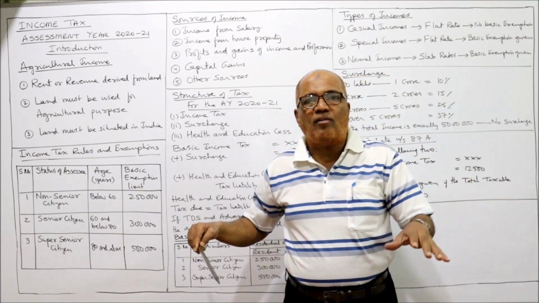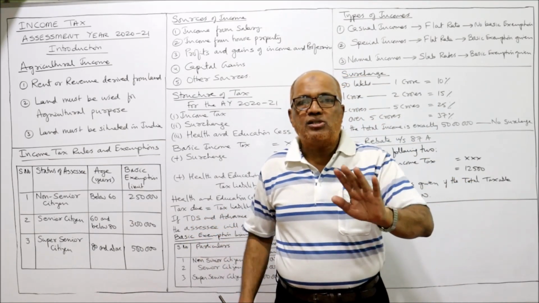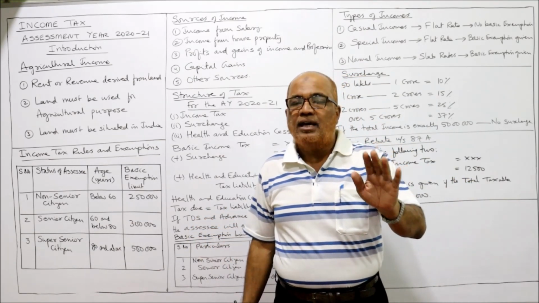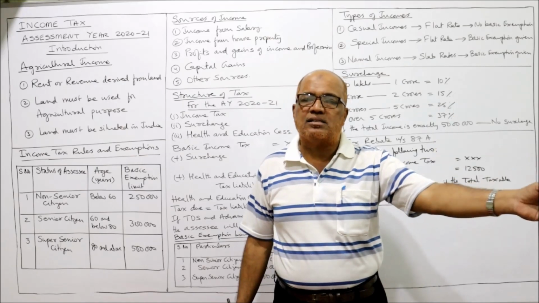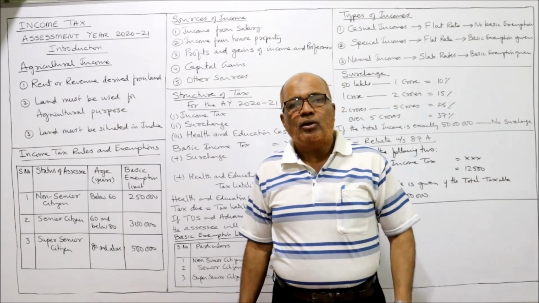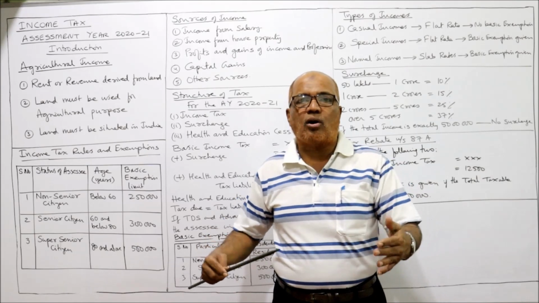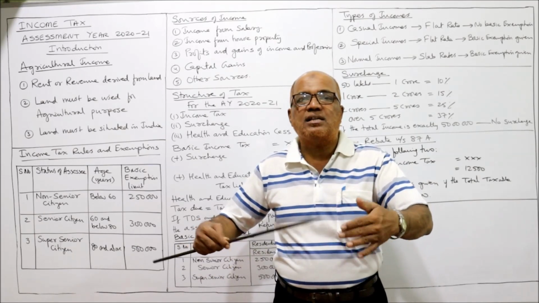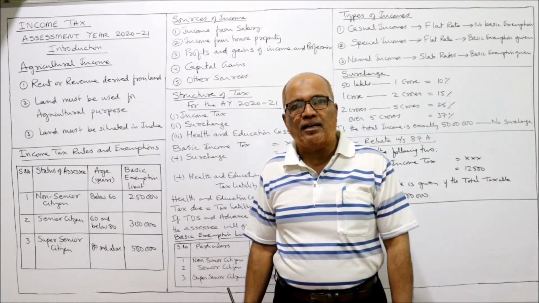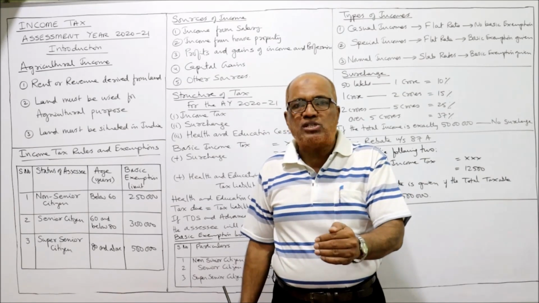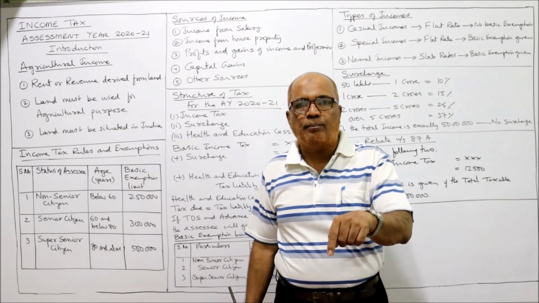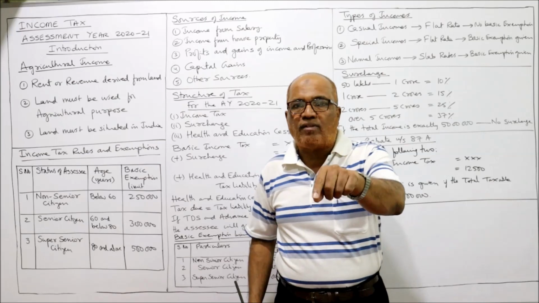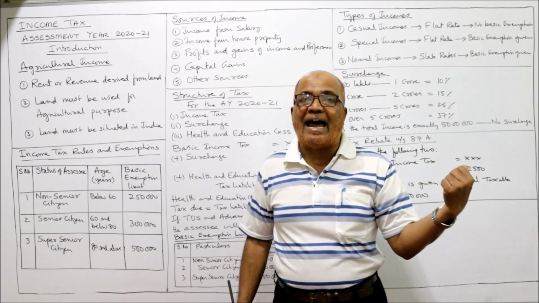Similarly, one person, Mr. X, is the owner of agricultural land, but he is not doing agricultural activities. He has let out the agricultural land to Mr. Y. So Mr. Y is growing the crops, he is doing agricultural activities. In that case, the revenue earned by Mr. Y is agricultural income. From that revenue, Mr. Y is paying rent to the landlord.